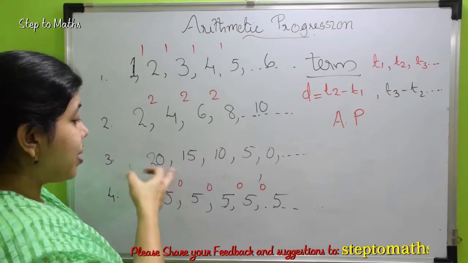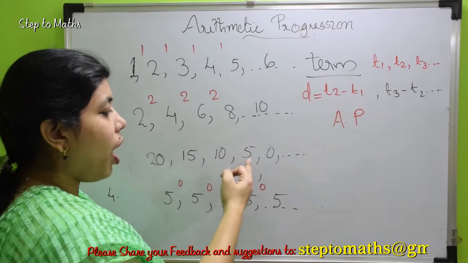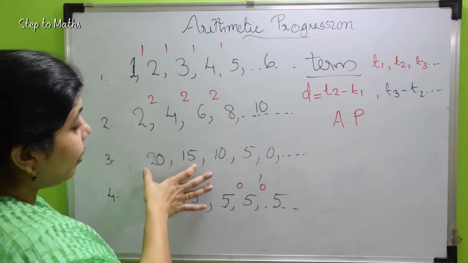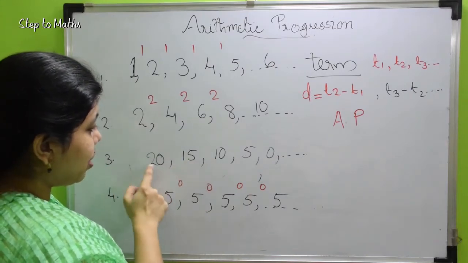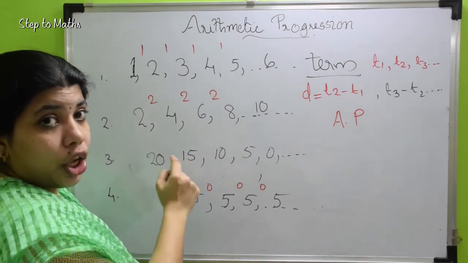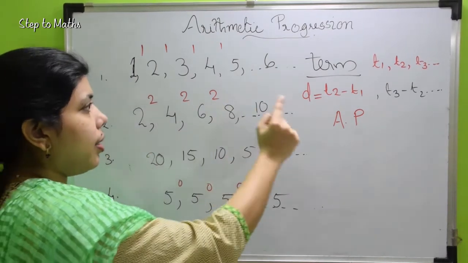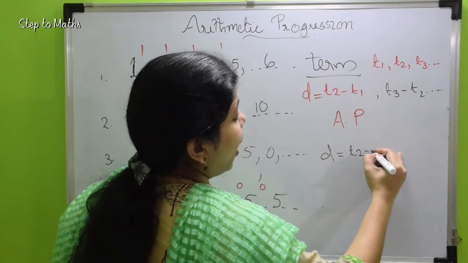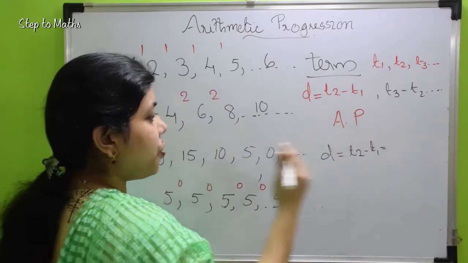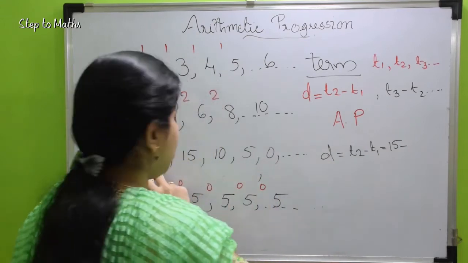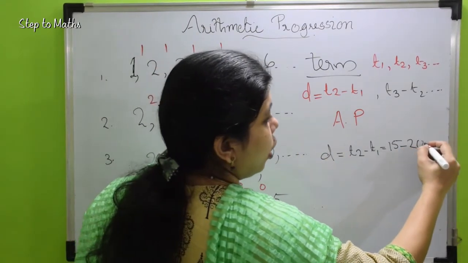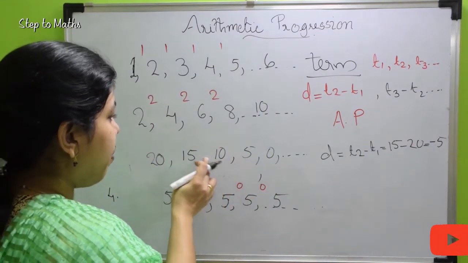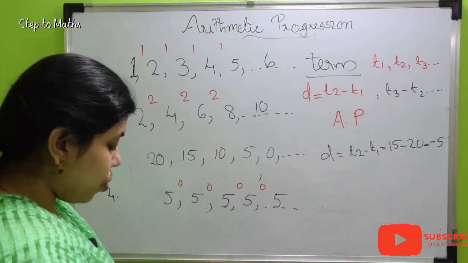Consider the third sequence 20, 15, 10, 5, 0, etc. Here the numbers are in decreasing order. Now find the difference between two consecutive numbers. T2 is 15, T1 is 20. The difference D is T2 minus T1, that is 15 minus 20, equal to minus 5. Similarly, T3 minus T2, that is 10 minus 15, that is also minus 5.